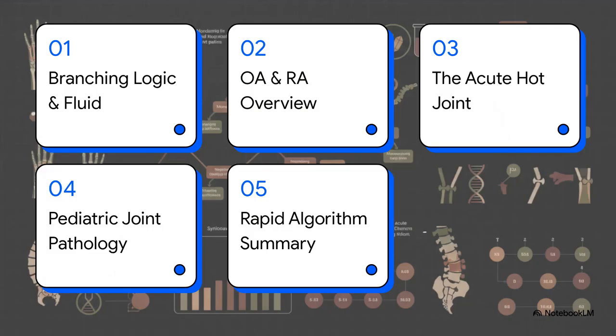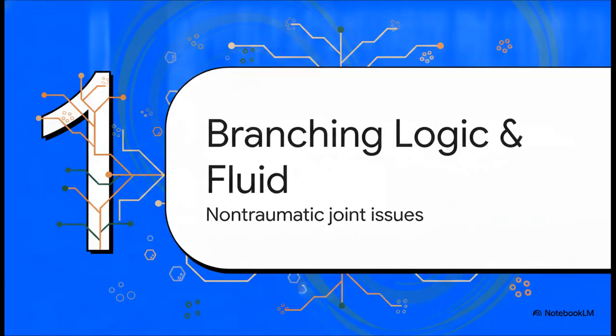Here's our diagnostic map for test day. We're going to run through branching logic and fluid analysis, compare osteoarthritis and rheumatoid arthritis, tackle the acute hot joint, look at pediatric joint pathology, and wrap it all up with a rapid algorithm summary. All right, part 1, branching logic and fluid.